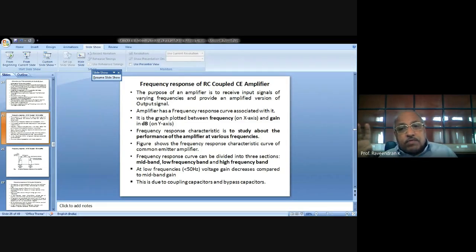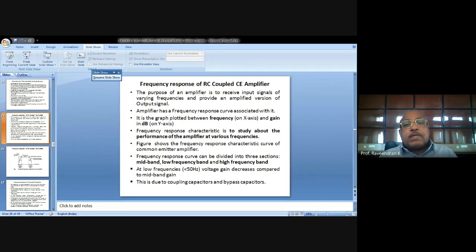Actually, what is this coupling capacitor meant for? The coupling capacitor should pass the amplified signal without any distortion. So that is our aim. But here, due to the coupling capacitor and bypass capacitor, when handling low signals, meaning low frequency signals, the capacitive reactance offered by the coupling capacitor and bypass capacitor will be considerably increased. That actually causes the signal current to reduce.